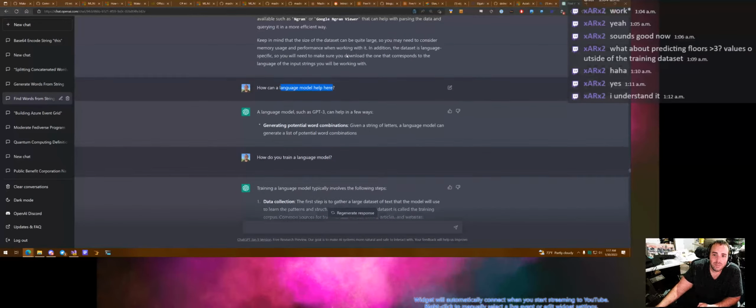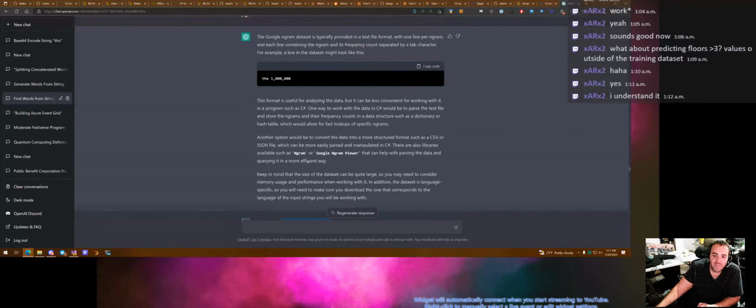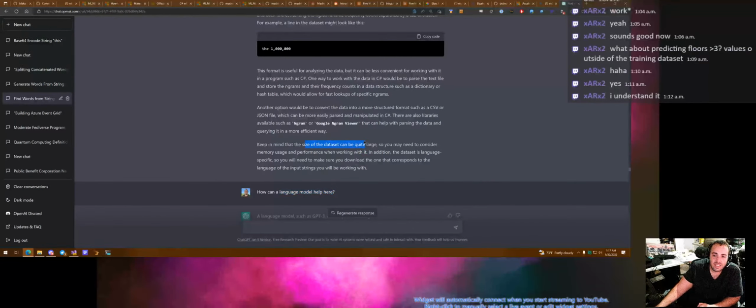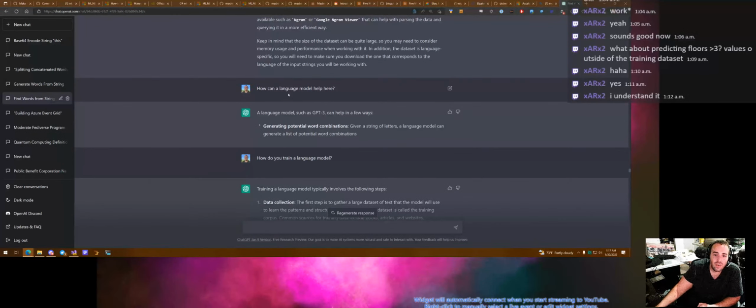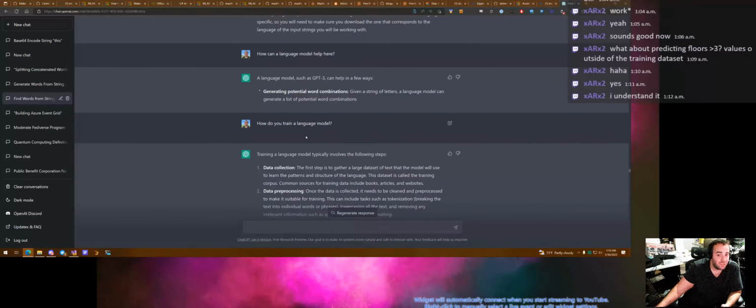So I said, how can a language model help? It actually suggested that, and then it teases me and says, oh, I can help you. Generating word combinations, given a string of letters, a language model can generate a list of potential word combinations. How do you train a language model?